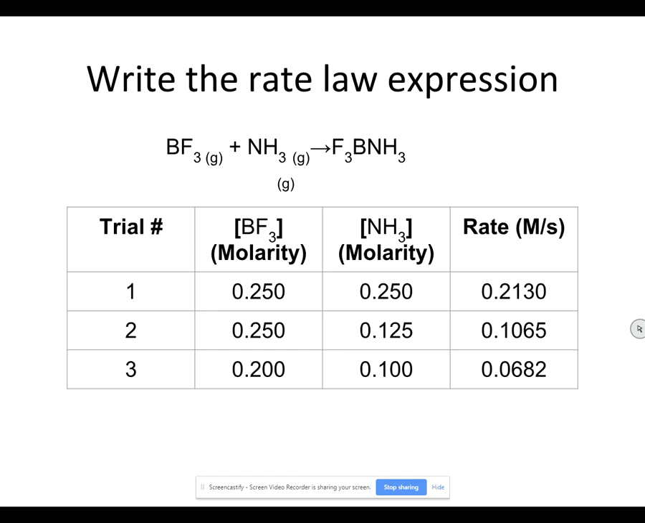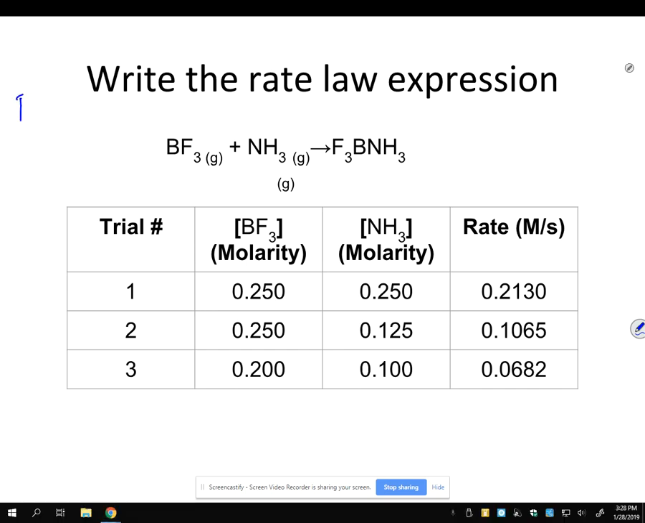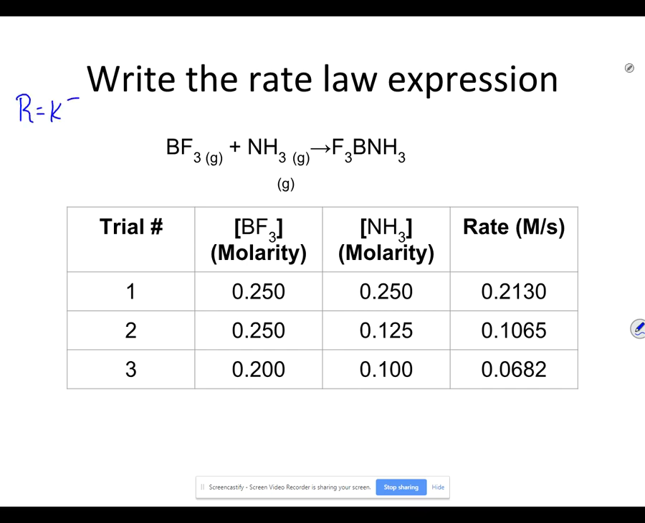So I thought this one would be a very good practice for you guys to go through and see if you can determine the rate law where it's not all nice and neat, where something does cancel out. So I'm first going to start with my basic rate law expression. It's going to be BF3 to the X and ammonia to the Y. And that's what we're going to try and figure out.